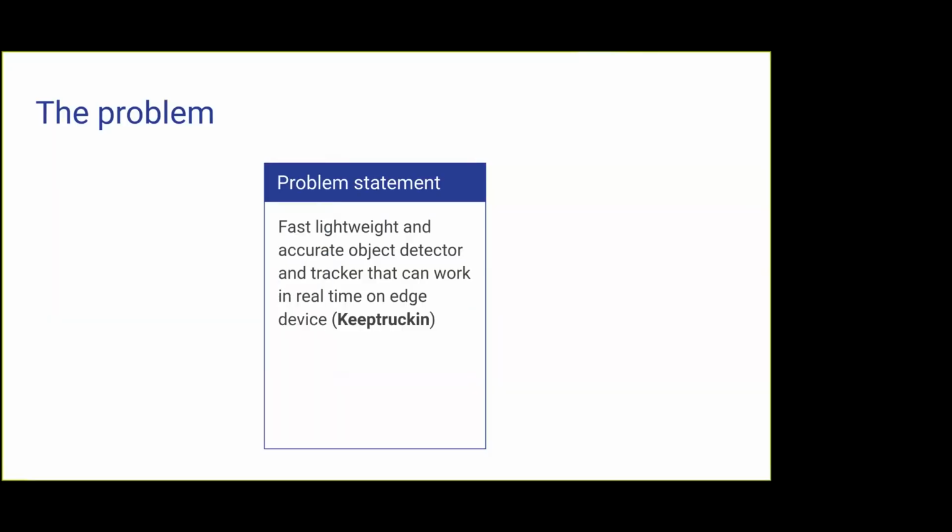So what is the problem statement? Basically, we need a fast, lightweight, and accurate detector and tracker that can work in real time on edge devices. So what is an edge device? We all know, like a mobile phone or a camera. All the detectors and trackers are heavyweight models, and they can't be deployed on the edge devices. This is required for the KT team, which has AI cameras on which they can deploy the models for real-time detection and tracking.